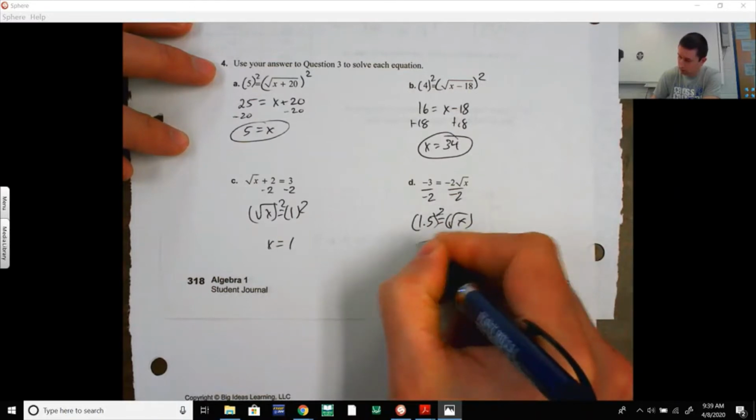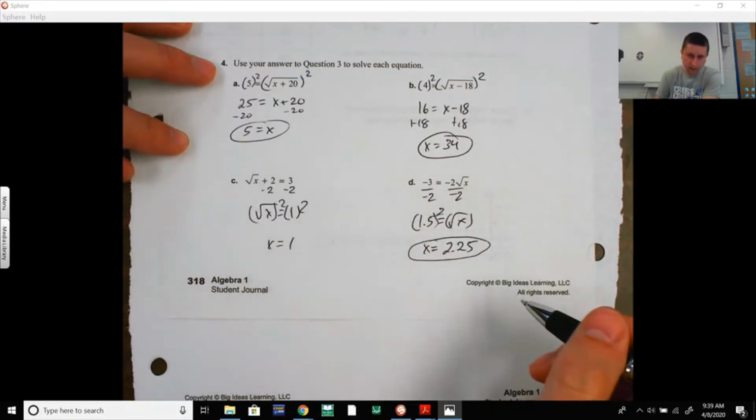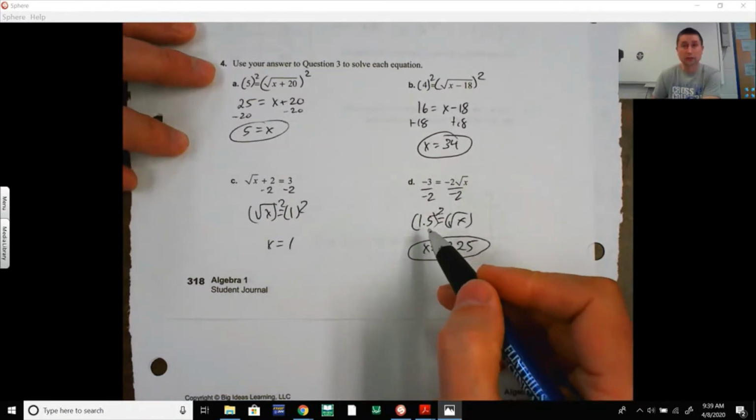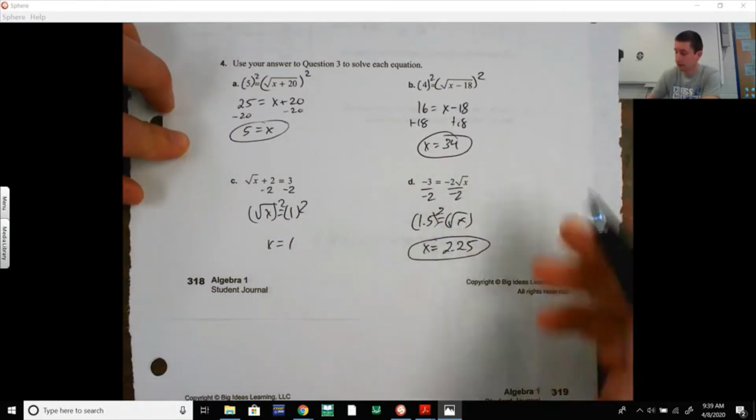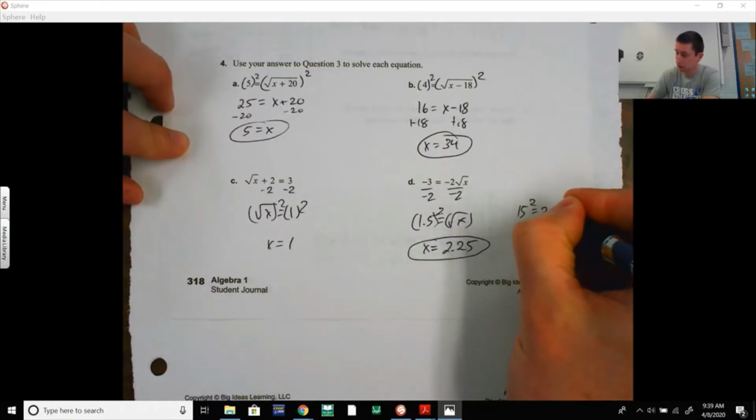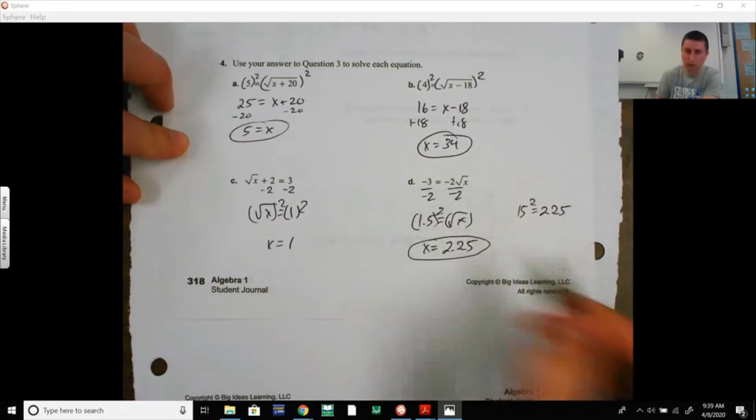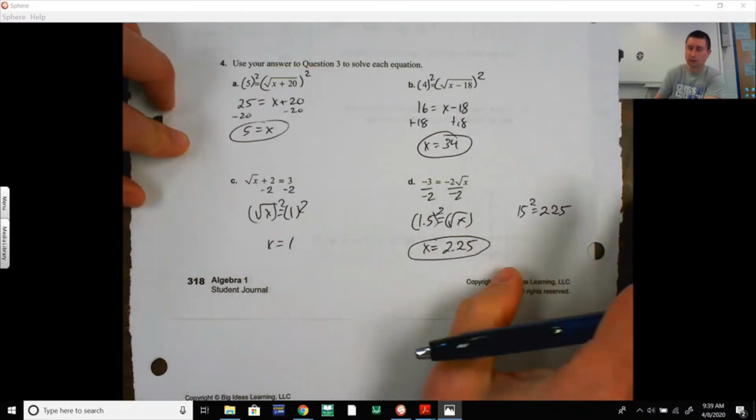Whoa, Mr. Lightner's cool, you can square a decimal that fast. Yeah, because I know what 15 squared is. Remember, we talked about that. 15 times 15 is 225, so 1.5 squared would be 2.25. Same numbers, just a different decimal location.